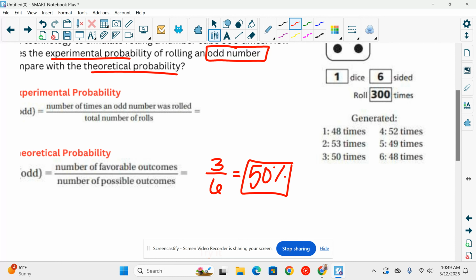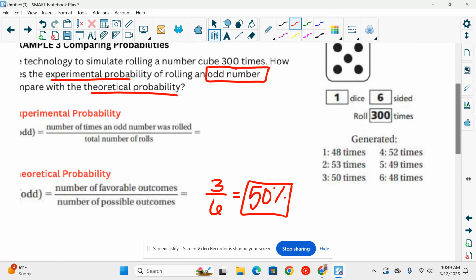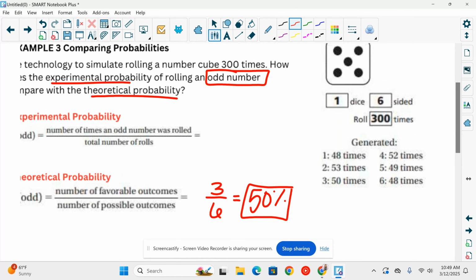Now we're actually going to test it and do it. So the computer did the experiment for us, okay? And these are the results that we got. How many times did the spinner roll the dice? 300 times. There's 300 rolls right here on the bottom of it.